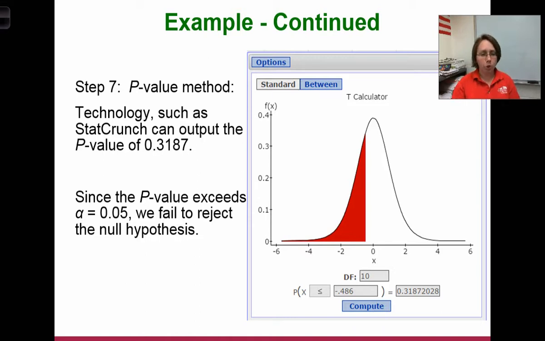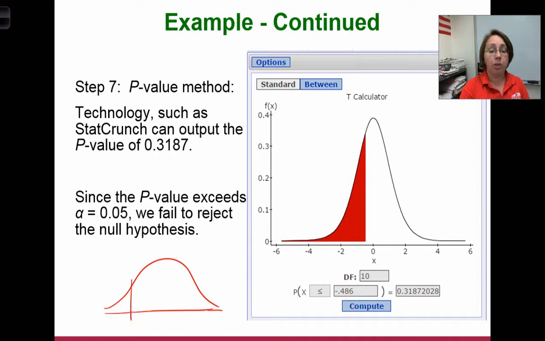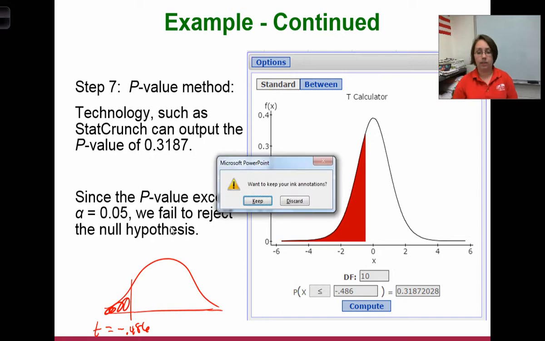Alright, so how do we find a p-value? Well, remember, you draw your little picture if you want to, like I do. You put your test statistic. So our test statistic was negative 0.486. So we want all the area to the left of that. Now, to find that area, I need to go to my t-table. Remember, this is a t-value, not a z. So let's go to our t-table.